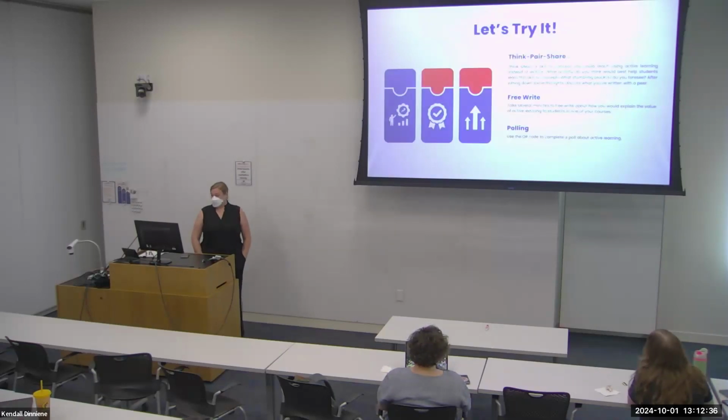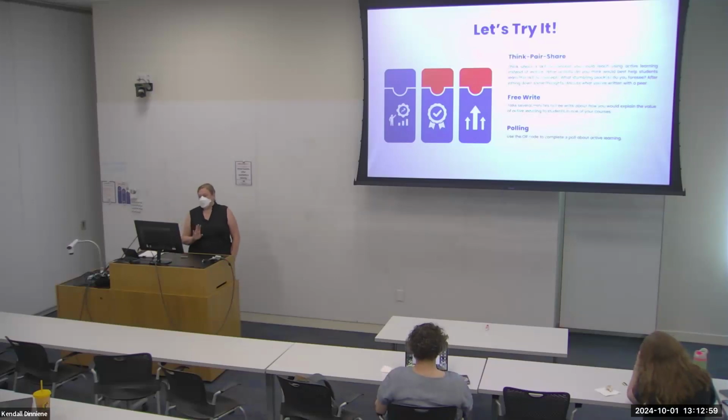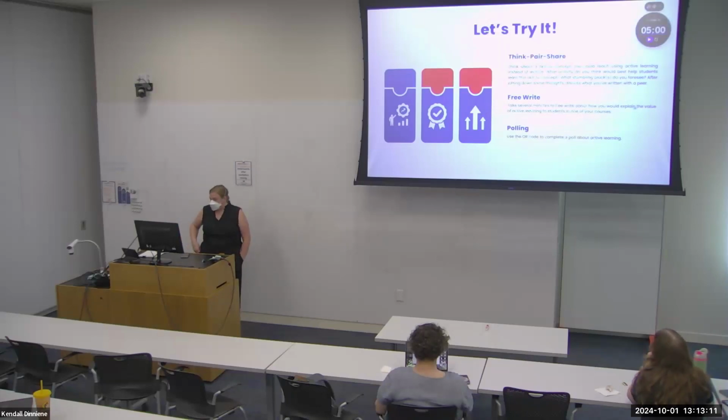So we are going to practice. First we're going to do think, pair, share. I'm going to ask each of you individually to think about a skill or concept you could teach using active learning instead of lecturing, right? Because that's the thing with active learning. You have to take away some of the lecture time and implement these activities instead. What activity do you think would best help students learn the skill or concept? What stumbling blocks do you foresee? I'm going to give you, we'll say, 5 minutes. Just think individually, jot down some notes, and then I'm going to ask you to pair up and discuss. Okay?